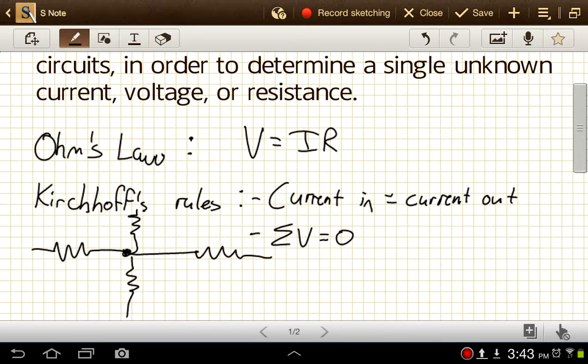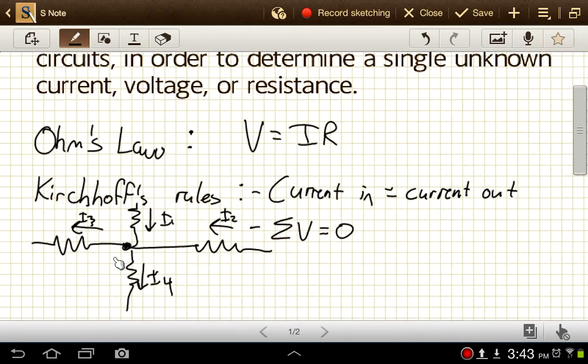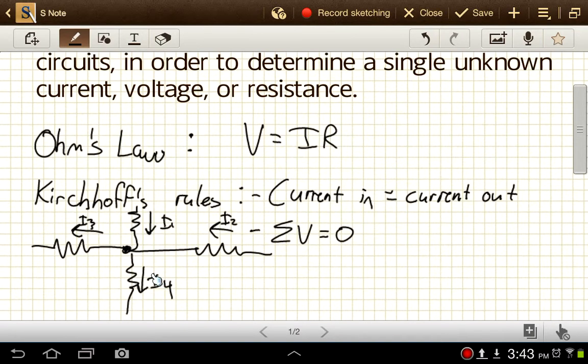and maybe we have some current I1 coming in here, current I2 coming in here, and then current I3 leaving here, and current I4 leaving here. So we have current flowing in from these two directions and flowing out of these two. Well, we would know that the total current going in, so that'd be I1 plus I2, has to be equal to the total current leaving, I3 plus I4.